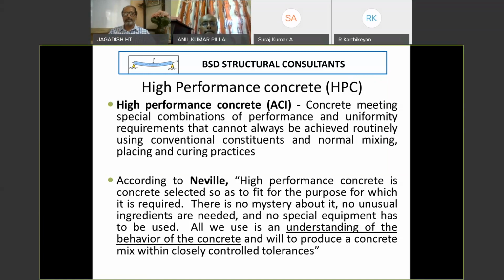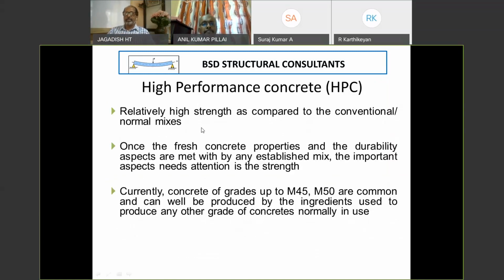So what is HPC? Relatively high strength as compared to conventional normal mixes. Yes, we know very well. For example, in our IS code, the grades of concrete M45 and M50 are common nowadays. We don't call them HPC. Earlier, we used to call them HPC. Now it's no longer HPC. We can produce it by the normal method itself.